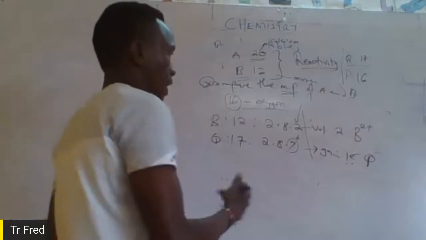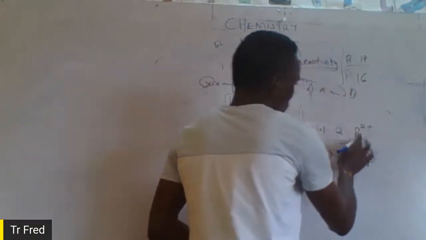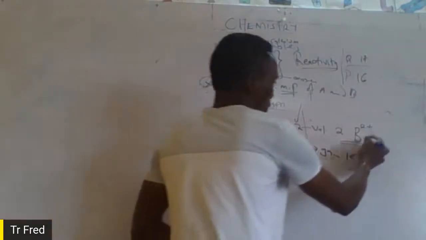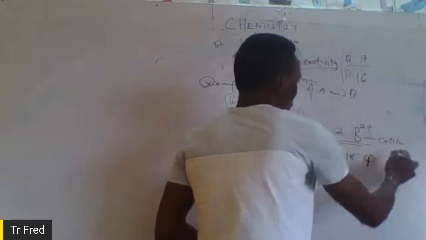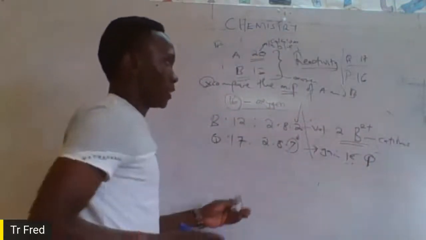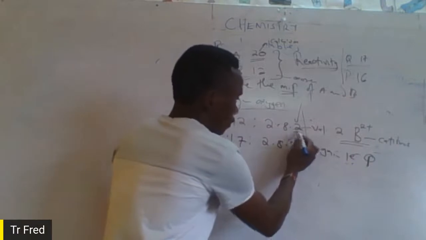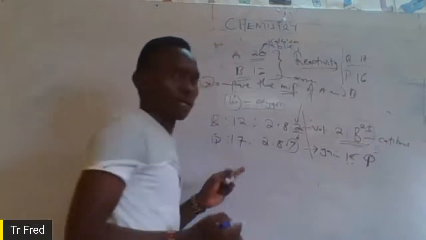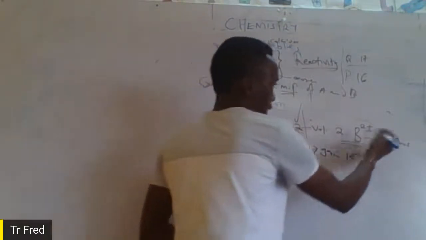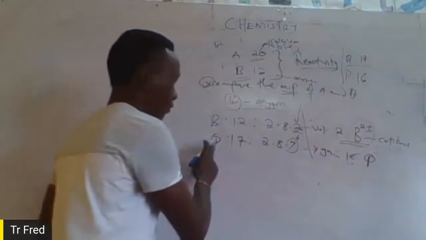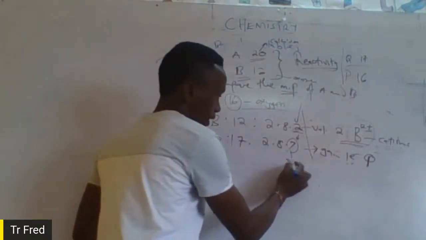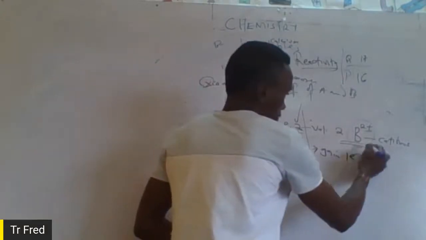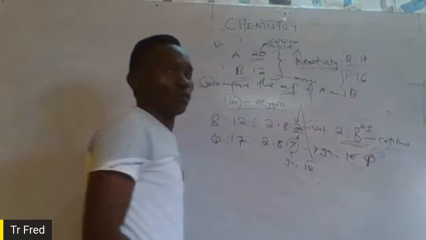We say that elements form ions by losing electrons to form positively charged ions, which are simply known as cations, and therefore B forms ions by losing 2 electrons to form B2 positive, a positively charged ion, which is known as a cation. Now Q gains only 1 electron to form Q negative, and this negative shows that it has gained 1 electron to form an ion.